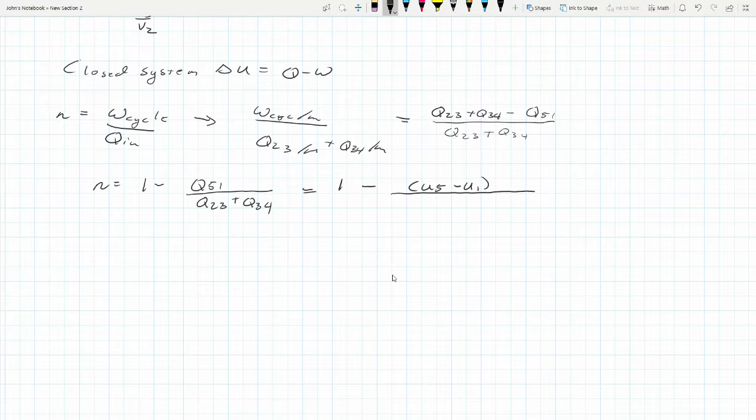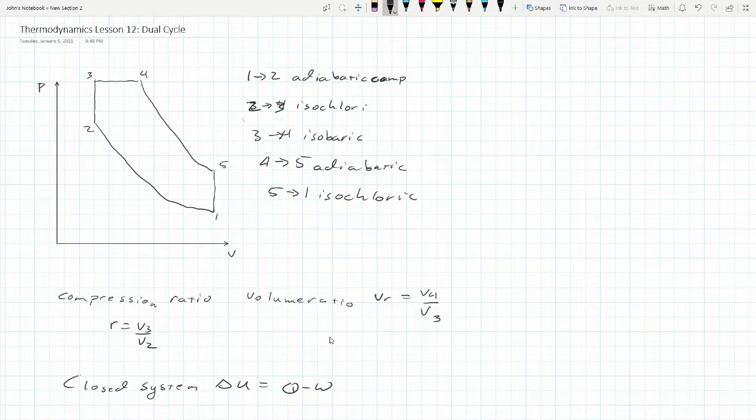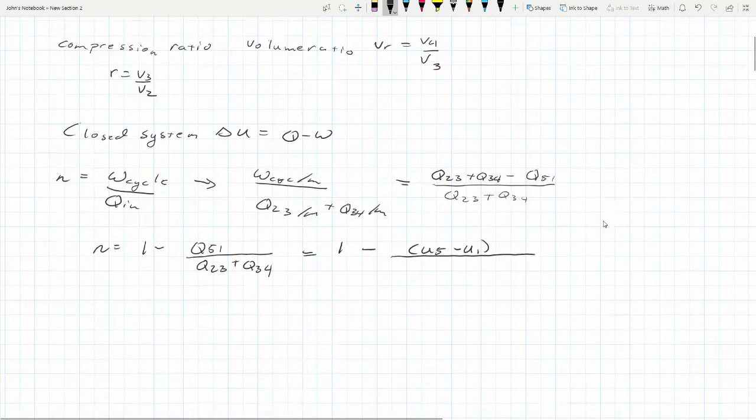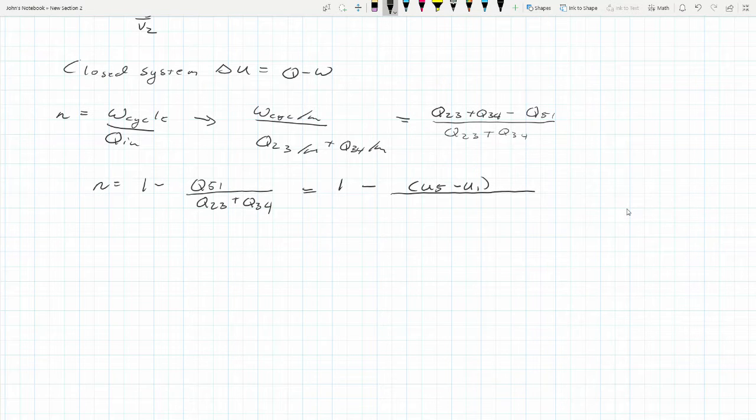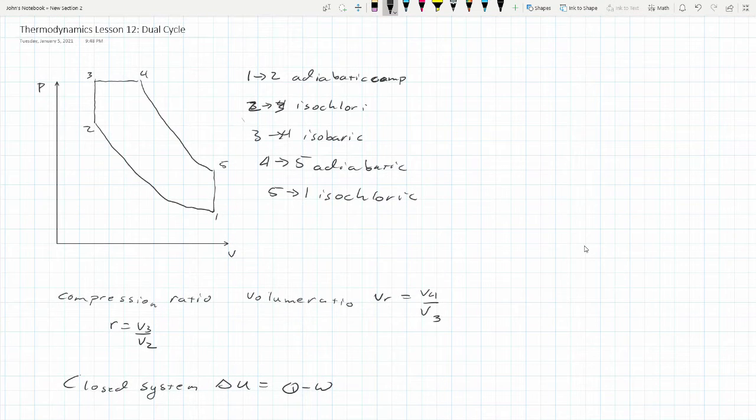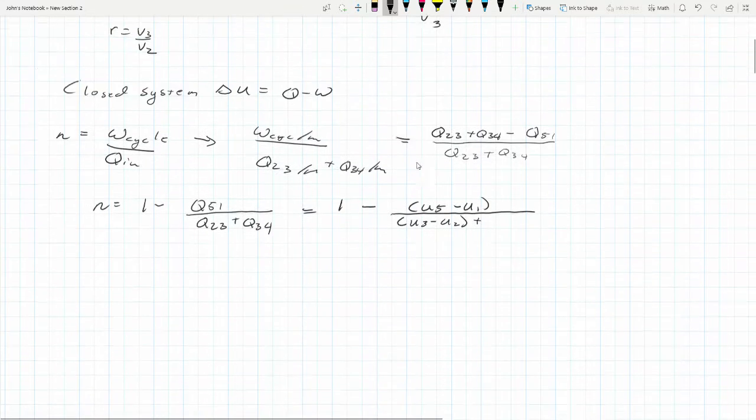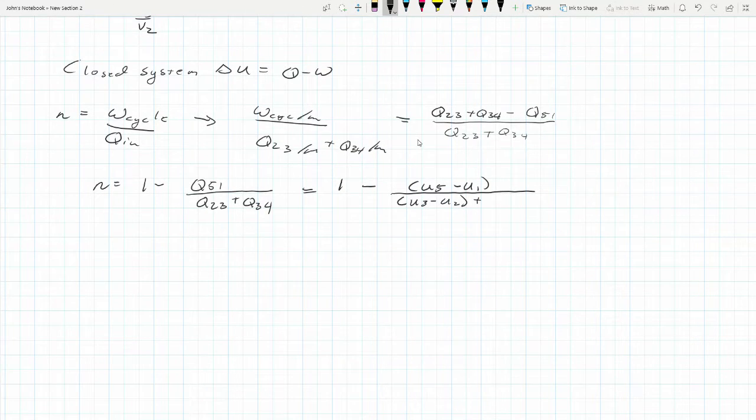Now, Q23 is also isochoric. Therefore, no work, and the change in internal energy is equal to the heat of that process. So Q23 can be written as U3 minus U2. And then if you recall from the previous video on diesel cycles, the heat for the isobaric part can be written as the change in enthalpies of those sections, so H4 minus H3.